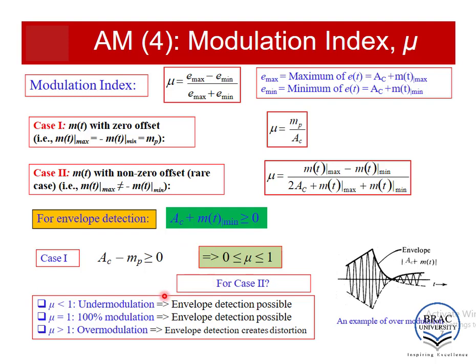If mu is less than 1, it is called under modulation. If mu is equal to 1, it is called 100% modulation. And if mu is greater than 1, it is called over modulation. Envelope detection is not possible for over modulation.